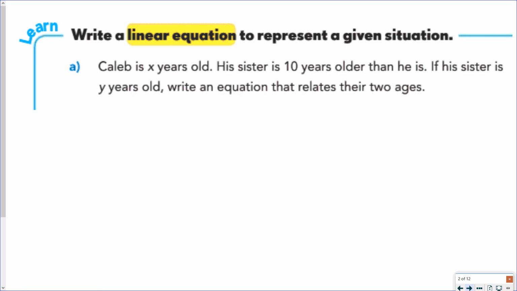So here we have our first situation. Caleb is X years old. His sister is 10 years older than he is. If his sister is Y years old, write an equation that relates their two ages. Well, many times when we're given a word problem and we have to create a linear equation from that, we will see something similar to a statement of Y in terms of X. And when we see a statement like that, it tells us how the equation should look. And so if we want the equation to be Y in terms of X, we will actually start our equation with Y equals.